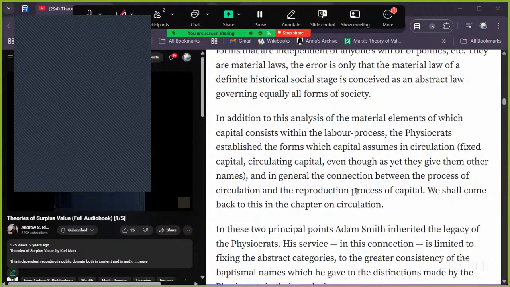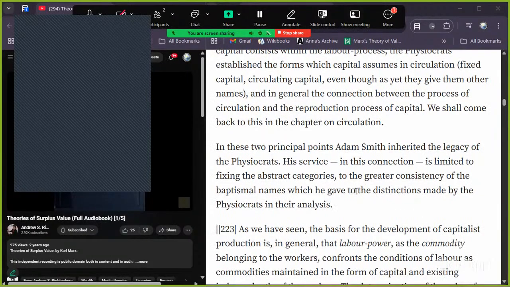In these two principal points, Adam Smith inherited the legacy of the physiocrats. His service, in this connection, is limited to fixing the abstract categories, to the greater consistency of the baptismal names which he gave the distinctions made by the physiocrats in their analysis.